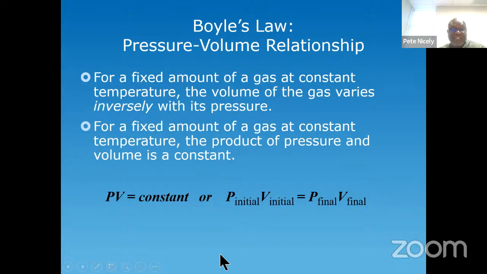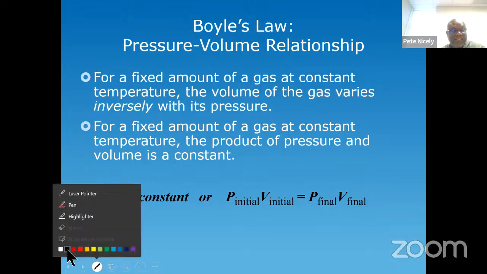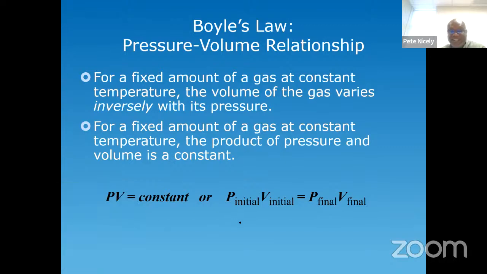Now, mathematically speaking, we can state it this way. PV is equal to a constant. P is the pressure, V is the volume, and the product of the pressure and the volume is equal to a constant. Or, and this is actually a more useful way of stating it, P initial times V initial is equal to P final times V final. All right. I prefer to use, since I'm a bit lazy, I prefer to simply restate this as P1 V1 is equal to P2 V2. All right. It's the same thing.